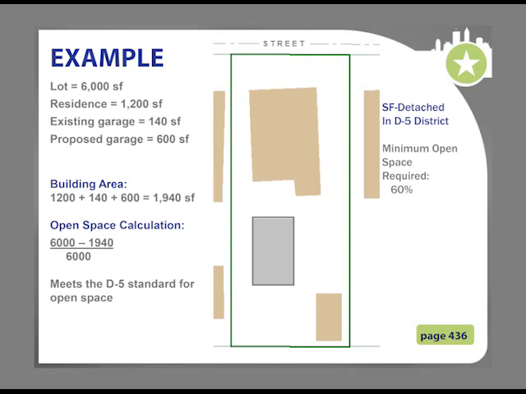So these calculations of open space, particularly with respect to accessory buildings, it's changed from the past. It's an important change, but we think it'll add flexibility to our zoning ordinance and will reduce the requirement for some variances.